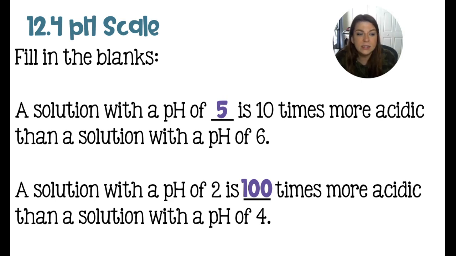Now, for the second sentence, it says a solution with a pH of 2 is 100 times more acidic than a solution with a pH of 4. That is because a 2 and a 4 are 2 jumps apart from each other, so 1 with 2 zeros, if that helps. And because we're becoming more acidic, we need to go down the scale.